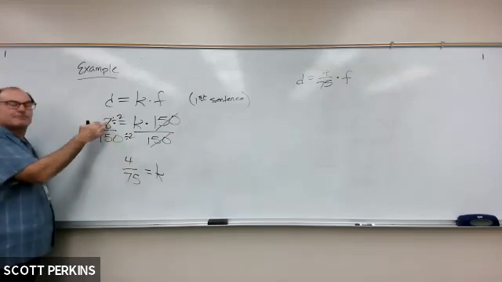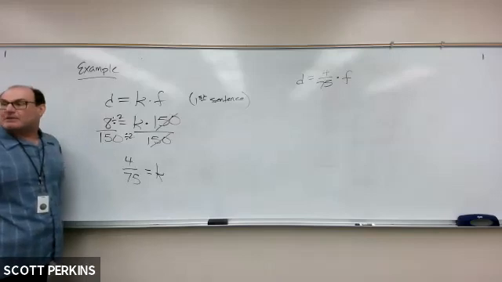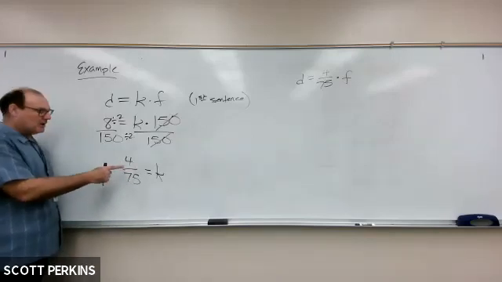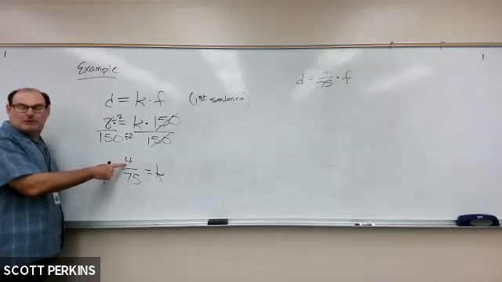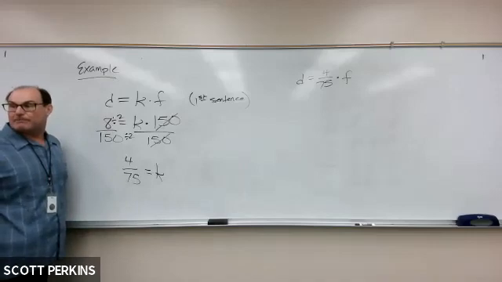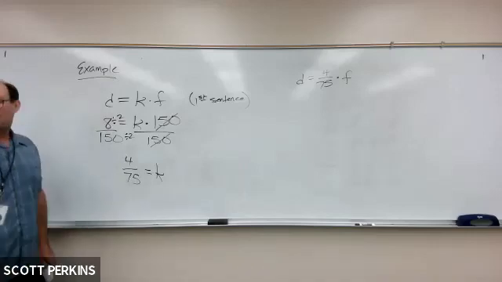I noticed both of these numbers were even, and I can always divide even numbers by 2. Then there's no other factors in common here. The only factor of 4 now is 2. 75 is not an even number, so I can't reduce it any further. Great. Thank you for asking that question. Let me add it.